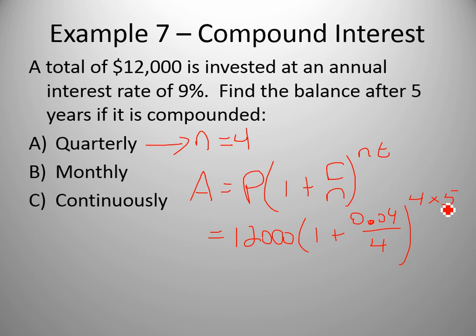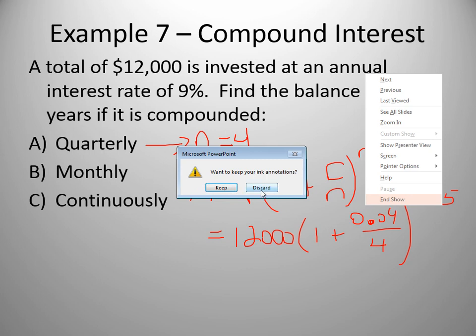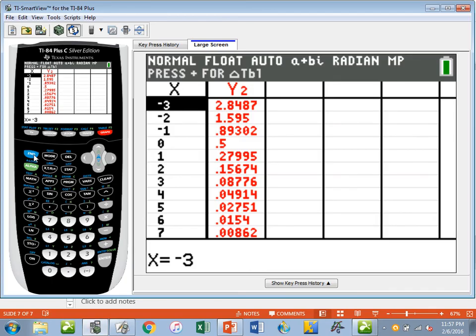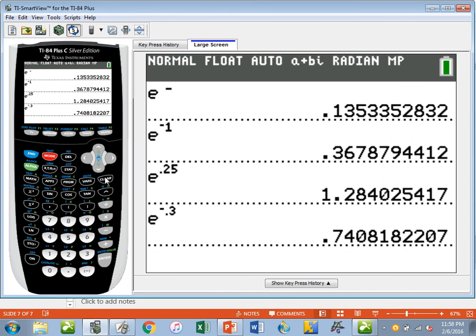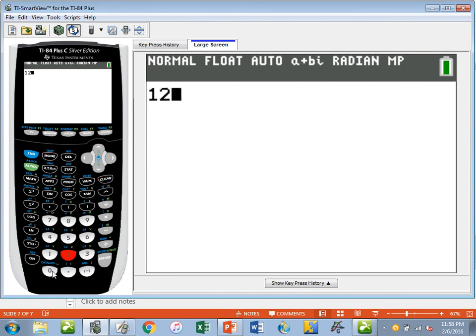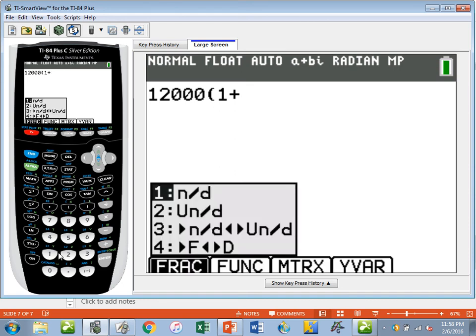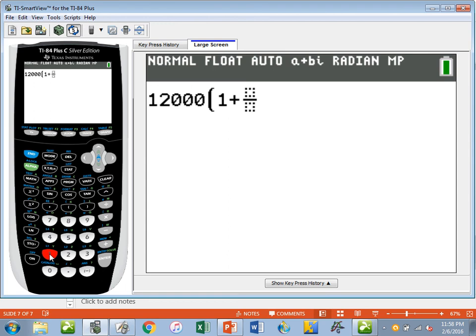So if I take that, I'm going to use my calculator to do the computations here, and I'll show you how to do this in a real quick and easy way. So if I exit out of here, and let me go to my calculation screen here. So now I have 12,000 times 1 plus, I'm going to get my little fraction key up here. So this will be 0.09 divided by 4.